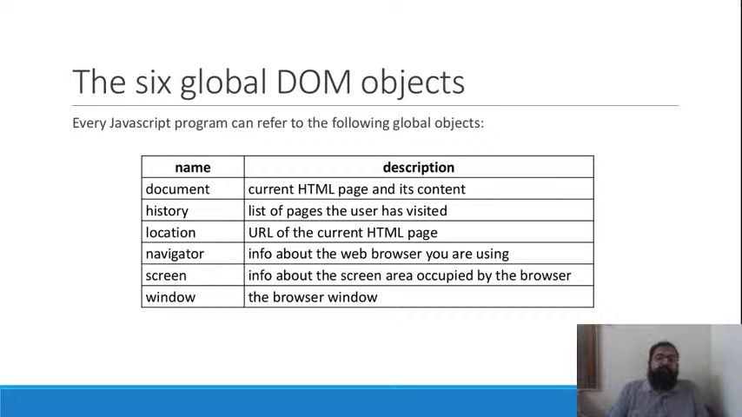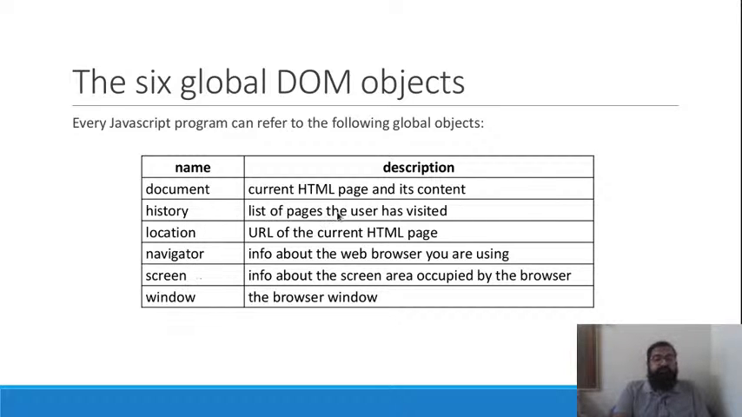Okay, so we have already seen that we used document and window in our code, right? Document and window are two of the 6 global DOM objects mentioned here. Every JavaScript program can refer to the following global objects: document is the current HTML page and its content, and window is the browser window. Other than that, you have 4 other properties: history, location, navigator, and screen.